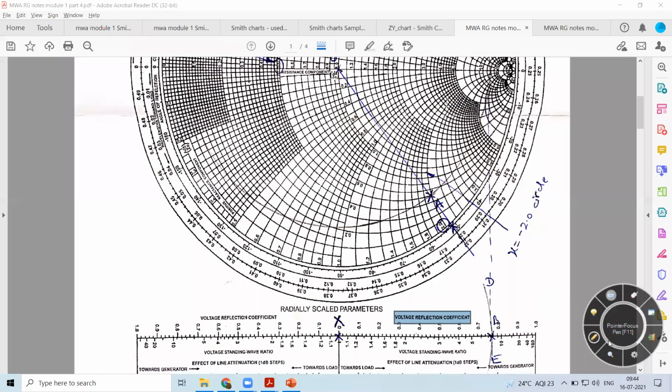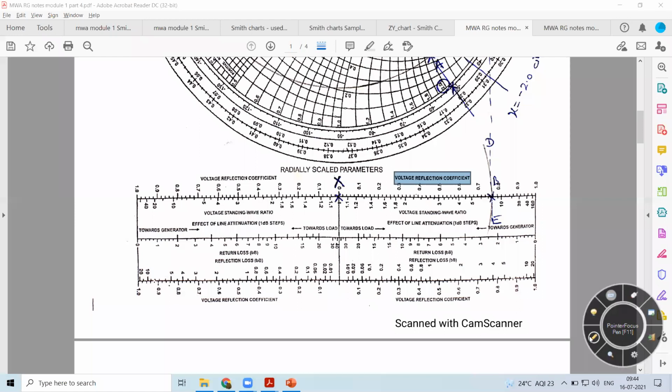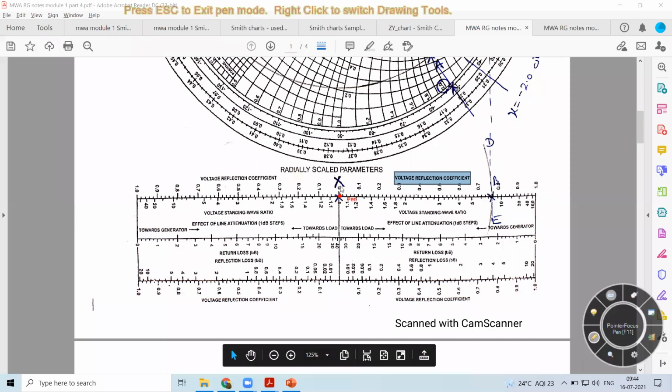Or else, what we can do is measure the radius of the circle, or take the distance between the center of the Smith chart and the load point. In this case, it is the distance between the point O and A. You measure that distance and mark it, keeping this as the center, because this is the center associated with the scale. You mark the point on this reflection coefficient scale, which will again be the same point B. So you will be getting the point B.